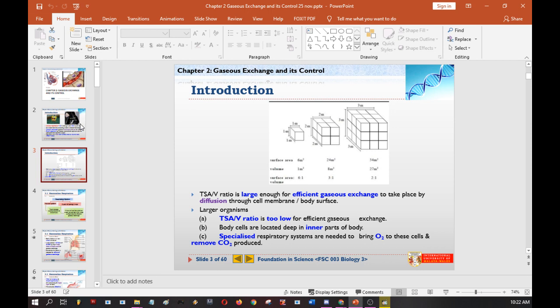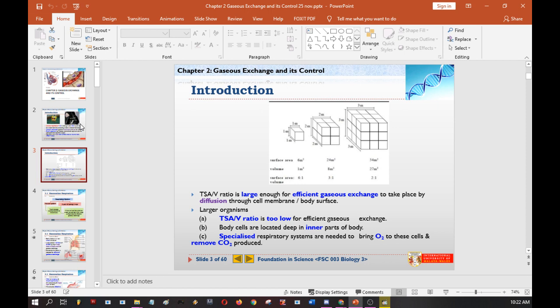Now move to the second one, 2 meters across, 2 meters deep, and 2 meters wide. So what does it mean? It means that this animal is much bigger, and the surface is not really big enough for the whole volume. Volume is 8, and the actual surface area is 24. So 24/8, you get 3 to 1. So it's half compared to the smaller one.